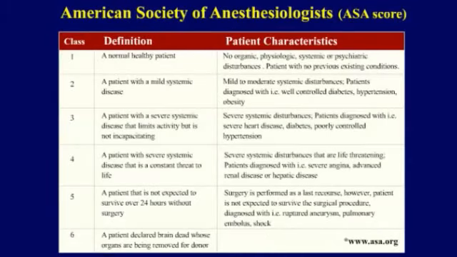The American Society of Anesthesiology has the ASA score, and this slide depicts the classifications, their definitions, and the patient characteristics associated with those definitions. The important concept here is that the higher the classification, the more at risk the patient, with general characteristics associated with underlying systemic disease processes.